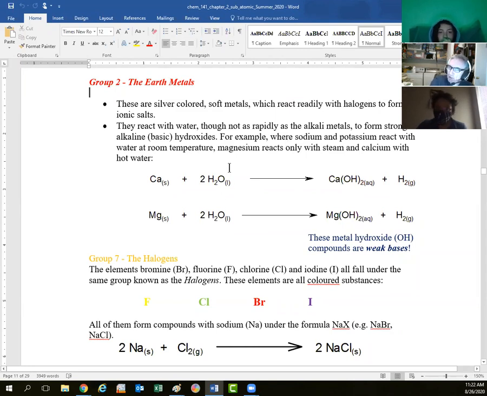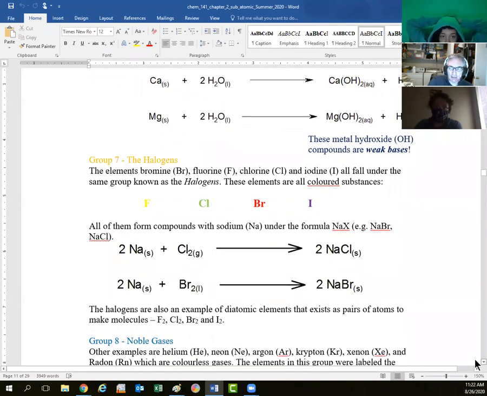But this time the reaction is much more gentle, although it will fizz and pop a little bit. As long as you had safety glasses on, you wouldn't be too concerned about standing next to one of these reactions. That would be fine. But the base produced this time tends to be a weak base. So while the alkali metals react violently and produce strong bases, the earth metals react much more mildly and produce weaker bases.